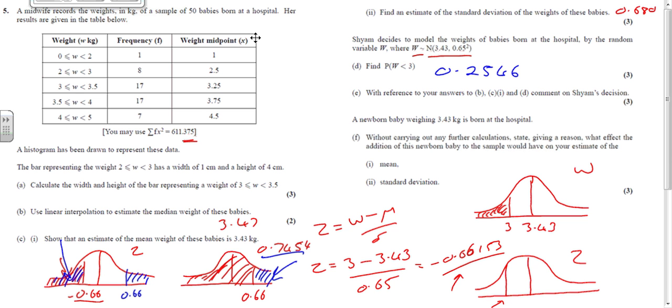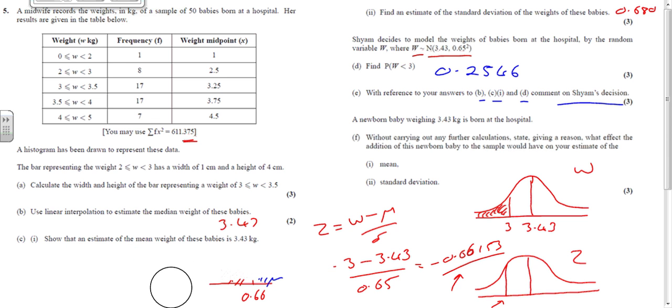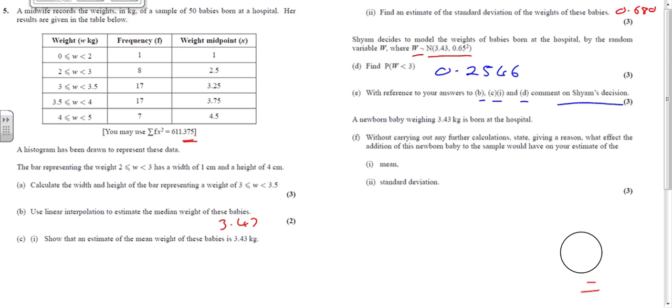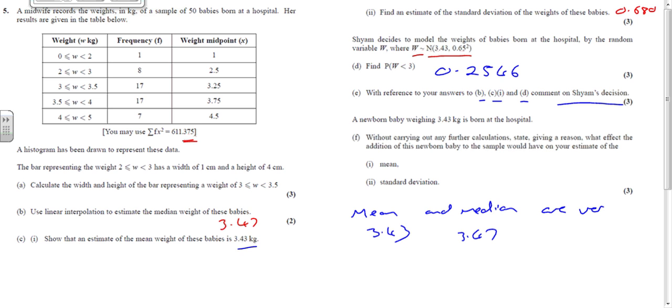Now, we have got to make reference to B, C1 and D to comment on Shyam's decision. And his decision was to use the normal distribution. So let's have a look at everything that he's done so far. With the normal distribution, the mean and the median have to pretty much be the same. Let's have a look. The mean was 3.43, and the median was 3.47. That's completely up to you now. You can say there's a difference of 0.04, so because they're not the same, we can't use the normal distribution. Personally, I would say that they are very similar. Therefore, normal distribution is appropriate.